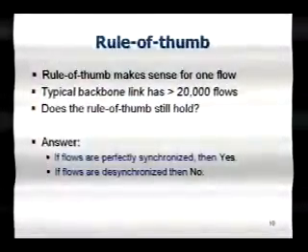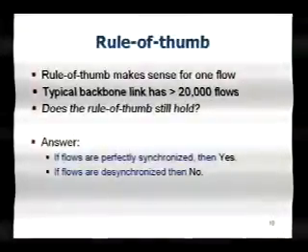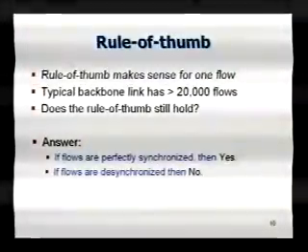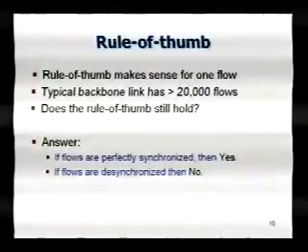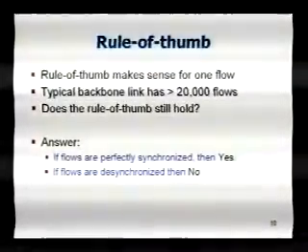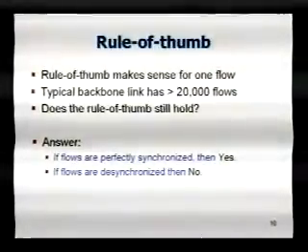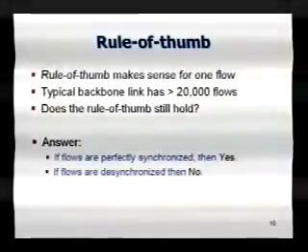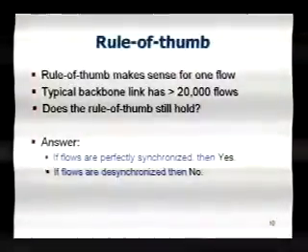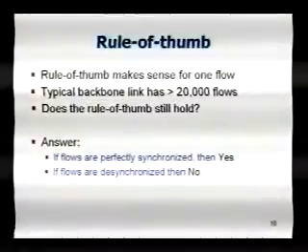So to summarize, the rule of thumb makes sense for one flow. Now, the routers that you here in the room are all operating have more than one flow. They typically have in the thousands or 10,000s of flows. So the question is, if we go up by 4 orders of magnitude, does the rule of thumb still hold? The answer is, if the flows are perfectly synchronized, then the rule of thumb still holds. If the flows are desynchronized, then the rule of thumb doesn't hold.